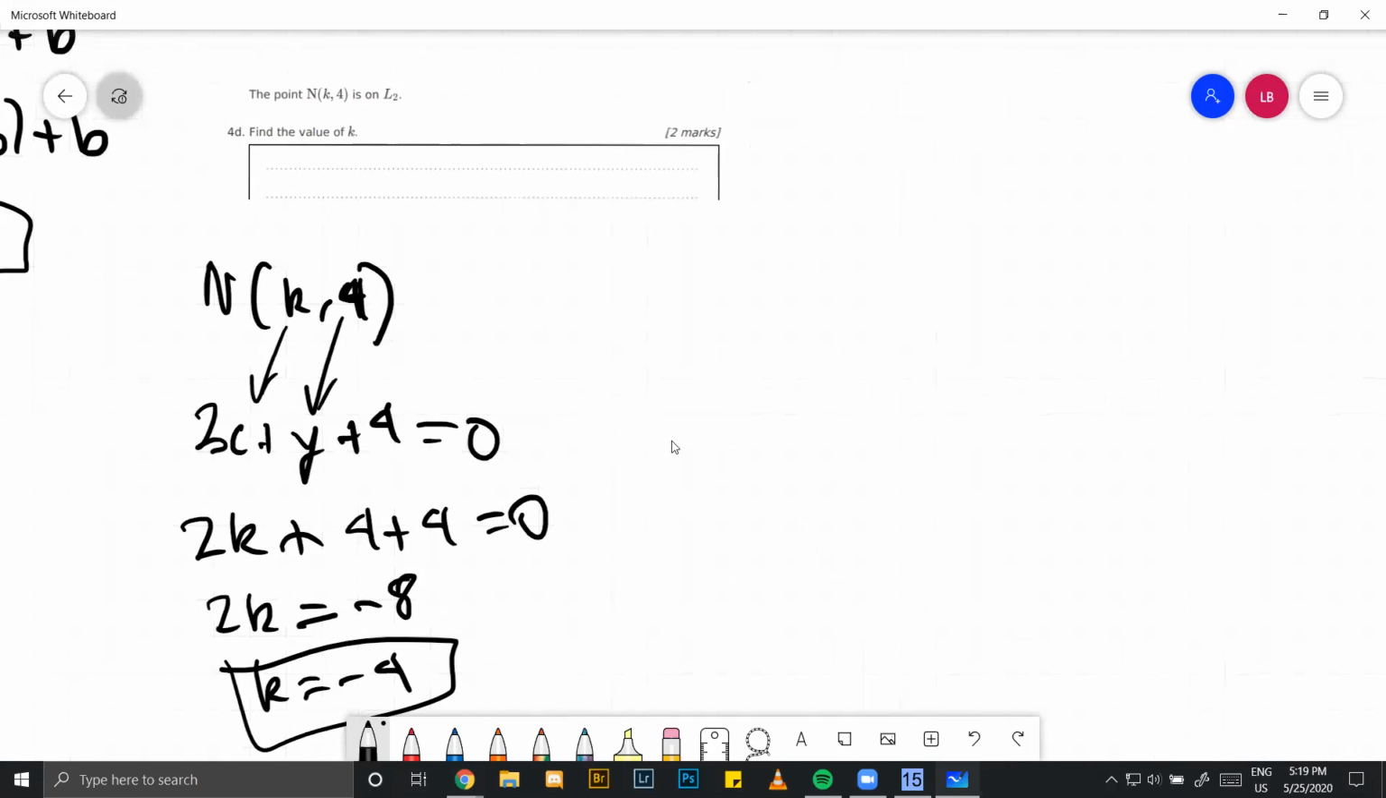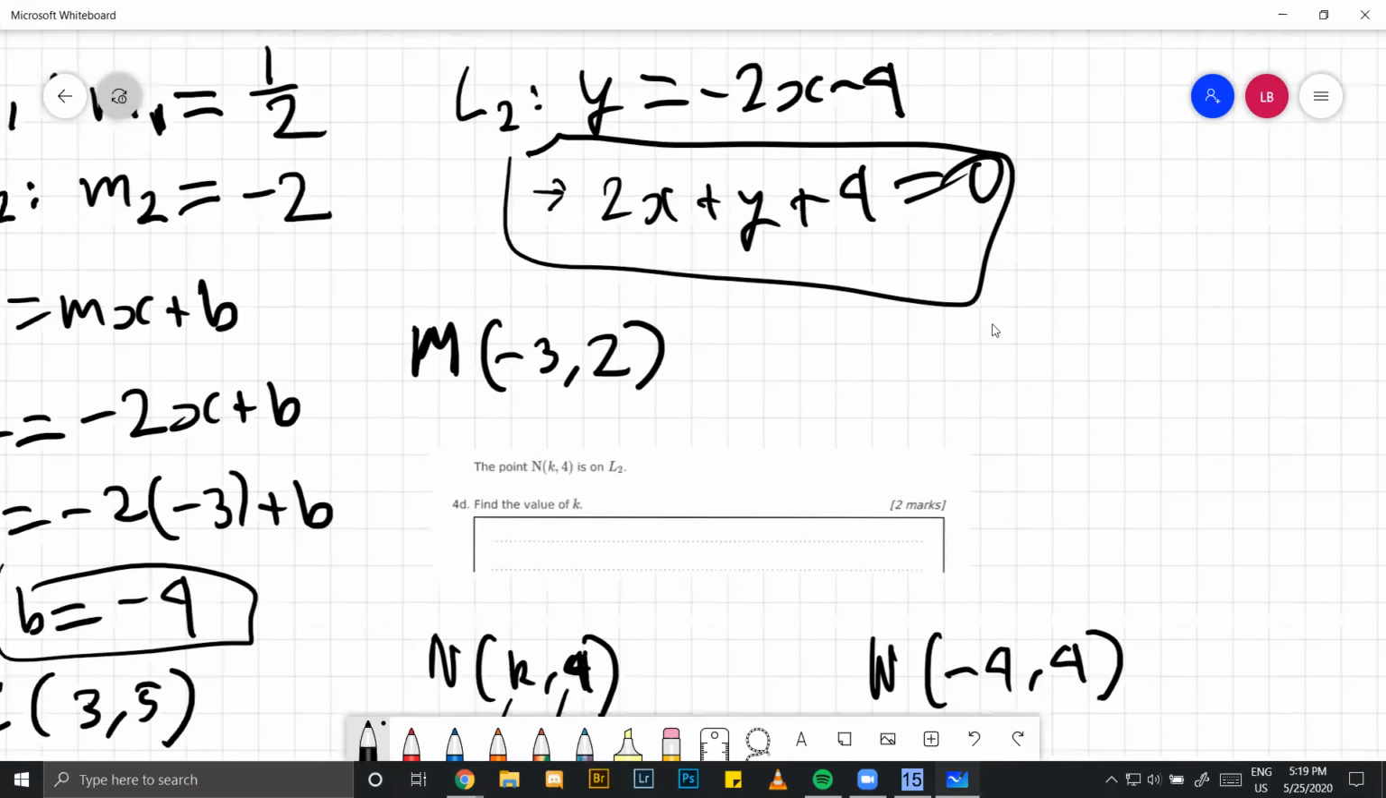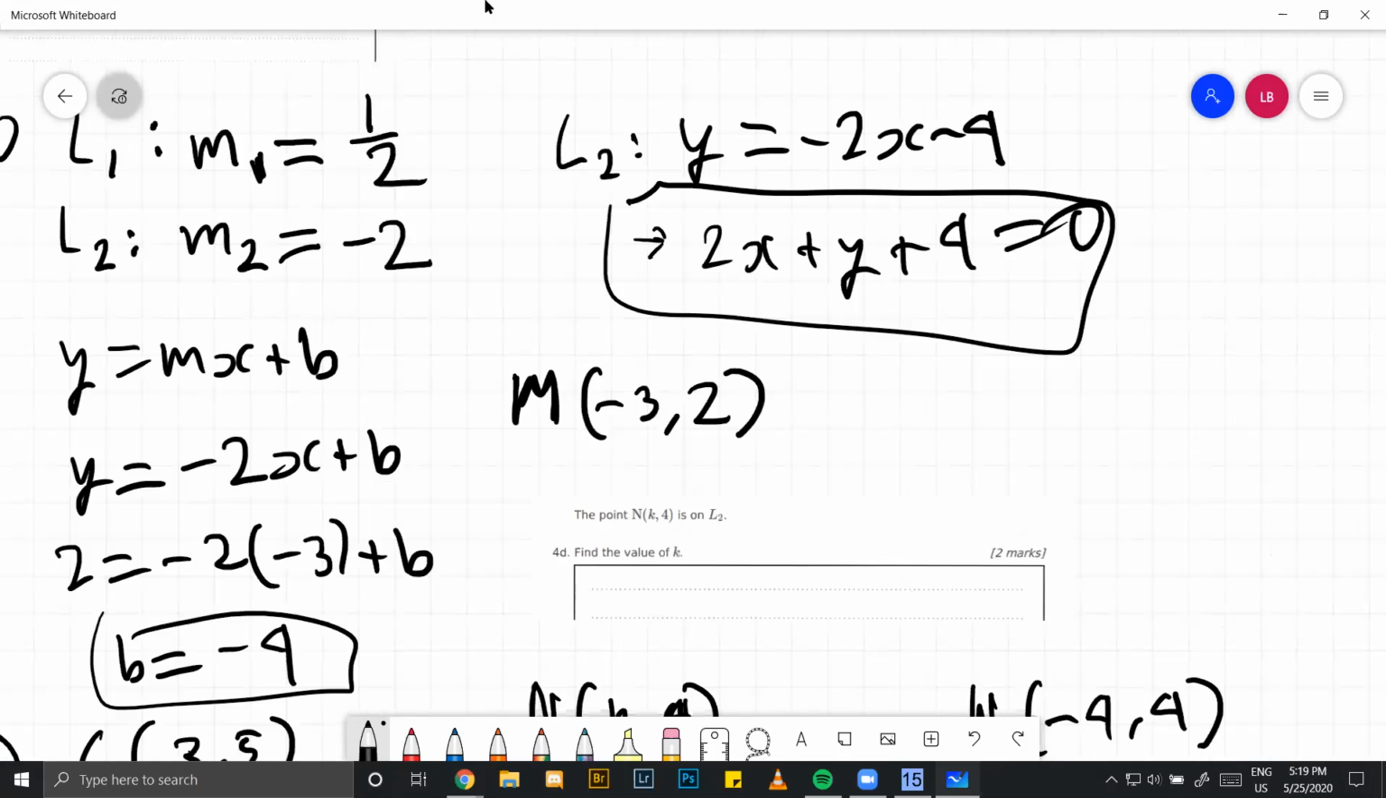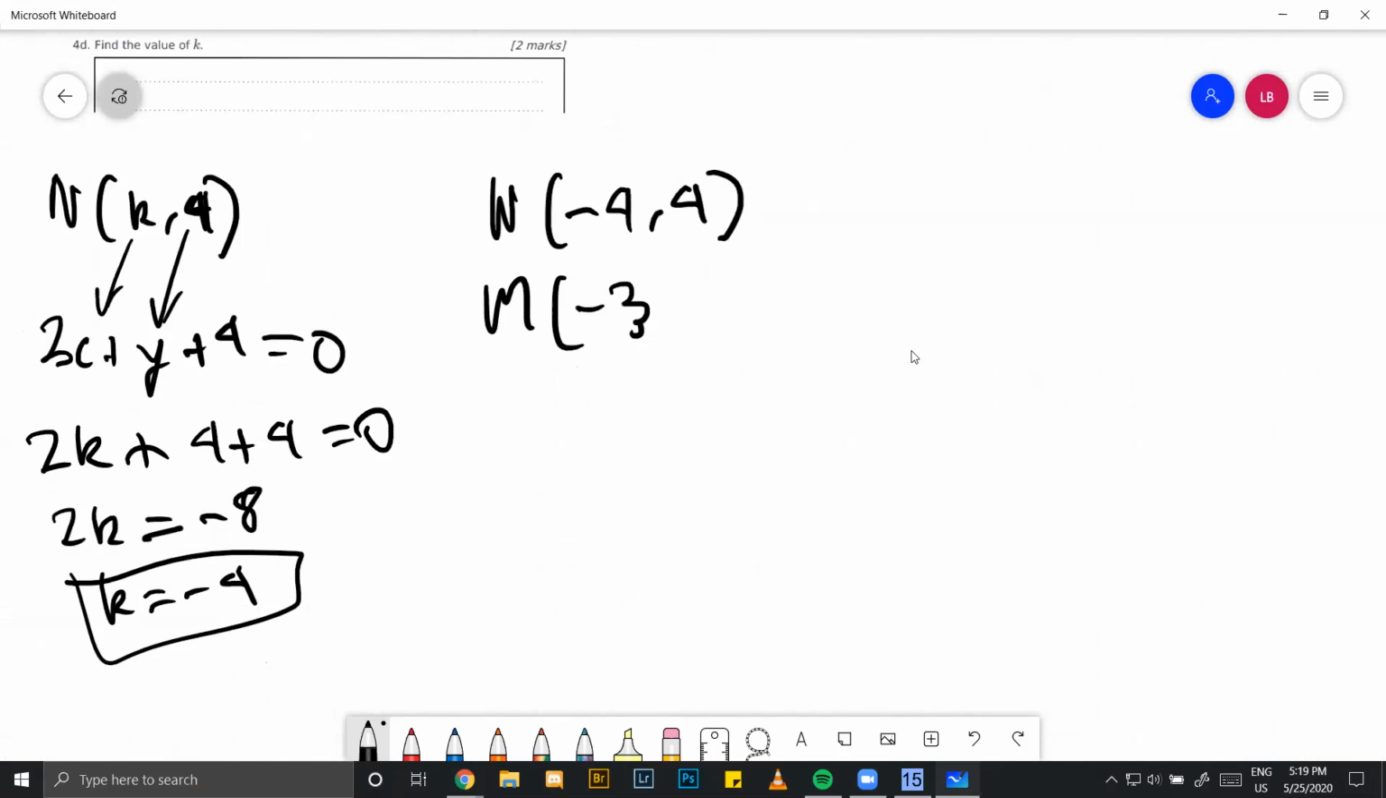Now we know that N is -4, 4. M is -3, 2. M and N are those two values.